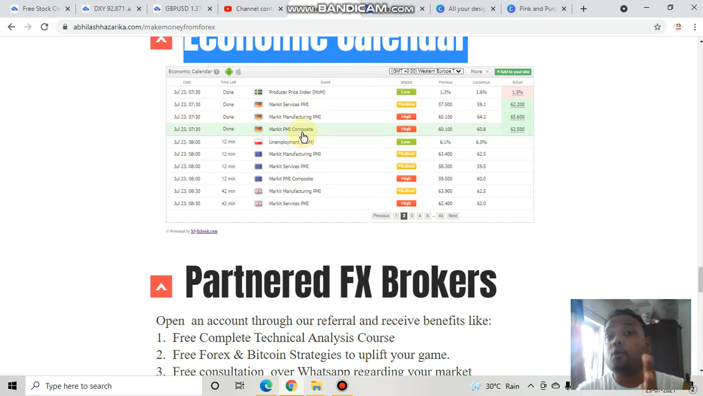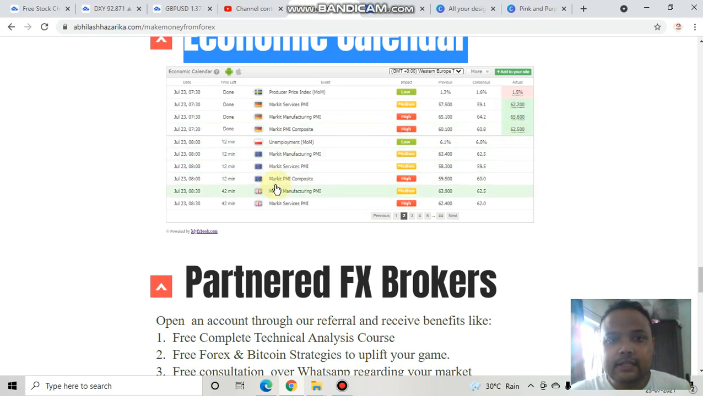So there may be a good move in the market after the release of the PMI report, and you can see that the PMI report will be coming out after some time. Coming down to the economic calendar here, you can see that there are many reports that will be coming out today, but you just need to focus on the high impacts. For example, this was the market PMI composite. Impact was high. The previous was 60. Consensus was 60.8, and the actual result that came out was 62.50. So it was a good one.